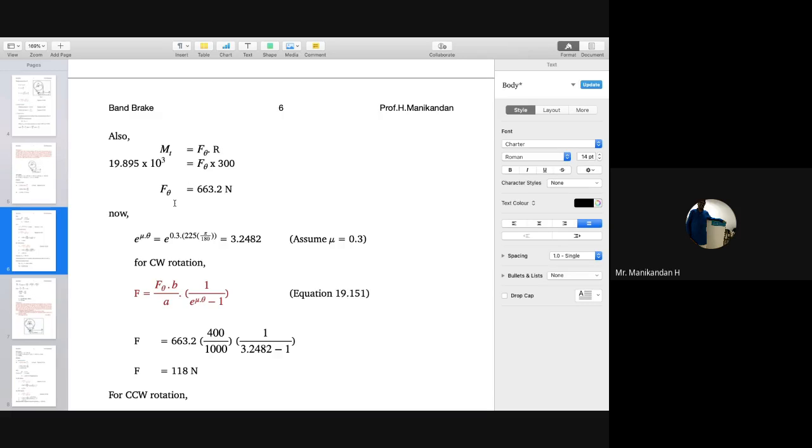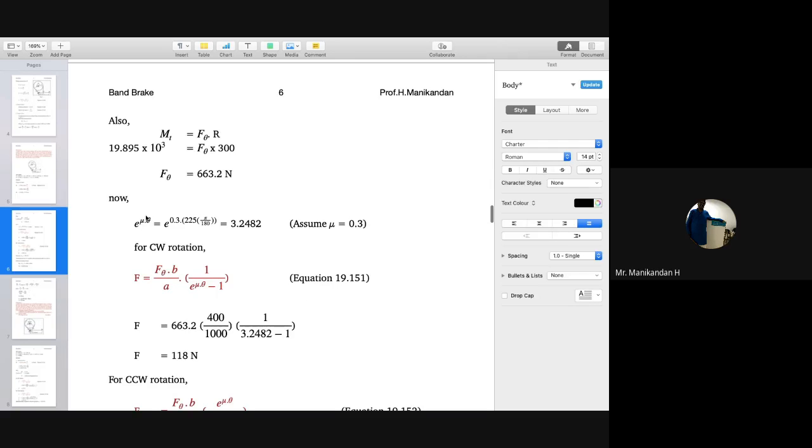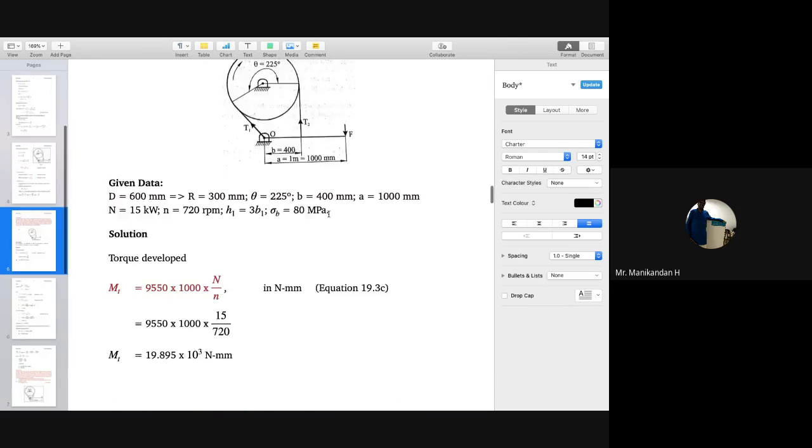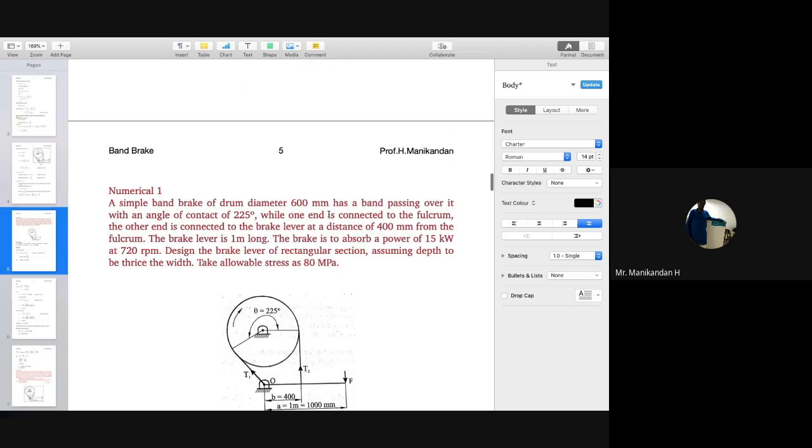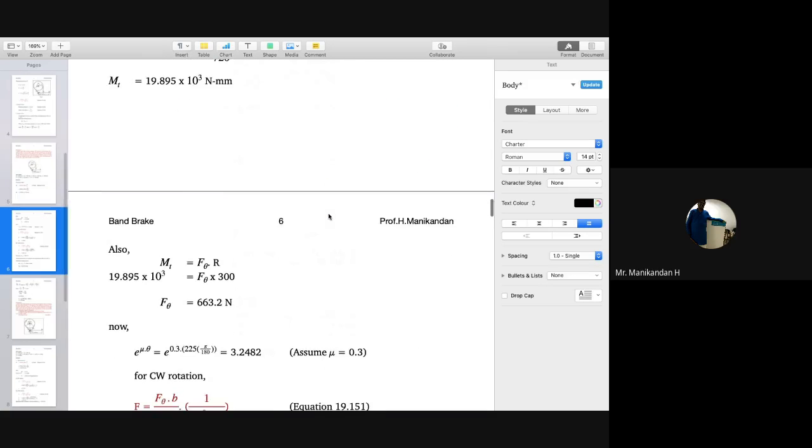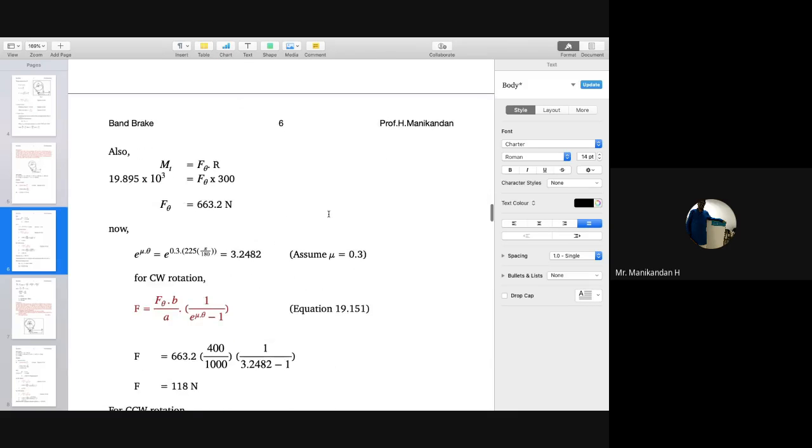Now we need the e power mu theta value. The coefficient of friction is not given, so I'm assuming it as 0.3. You can assume anything between 0.25 and 0.3. And one more important thing here: theta should be substituted in radians in the e formula. E power mu theta, I got it as 3.2482.